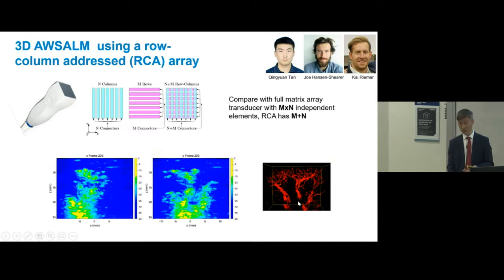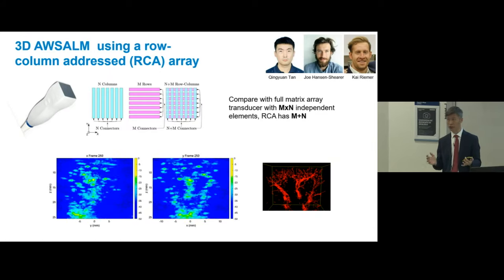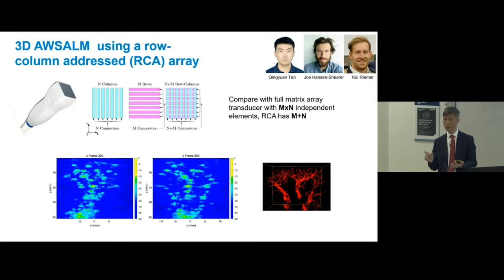This is our very initial results, but we're really happy. The field of view is several times larger than before, and the complexity is four times less. So this is really, really important for clinical translation.